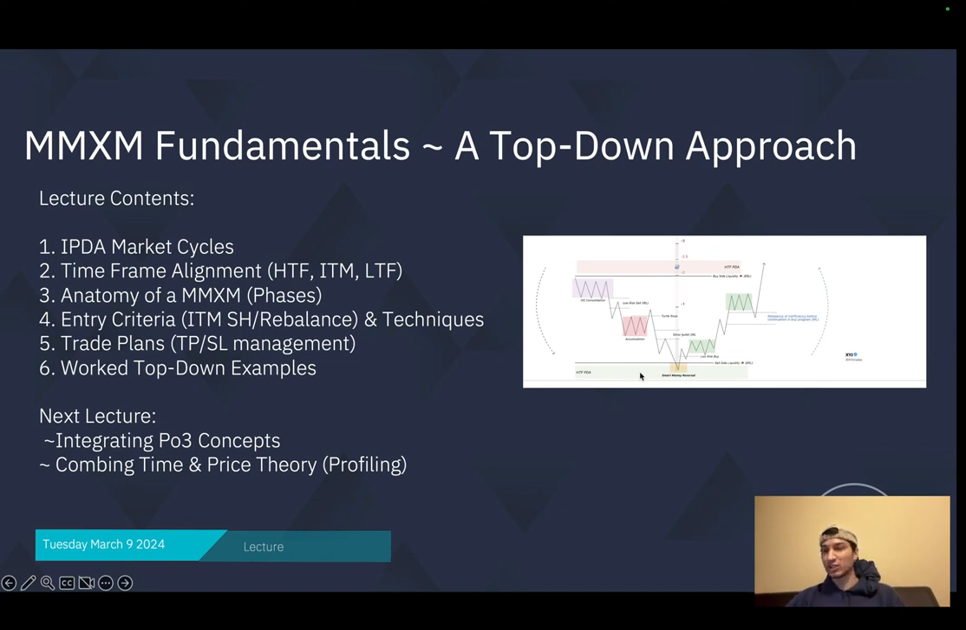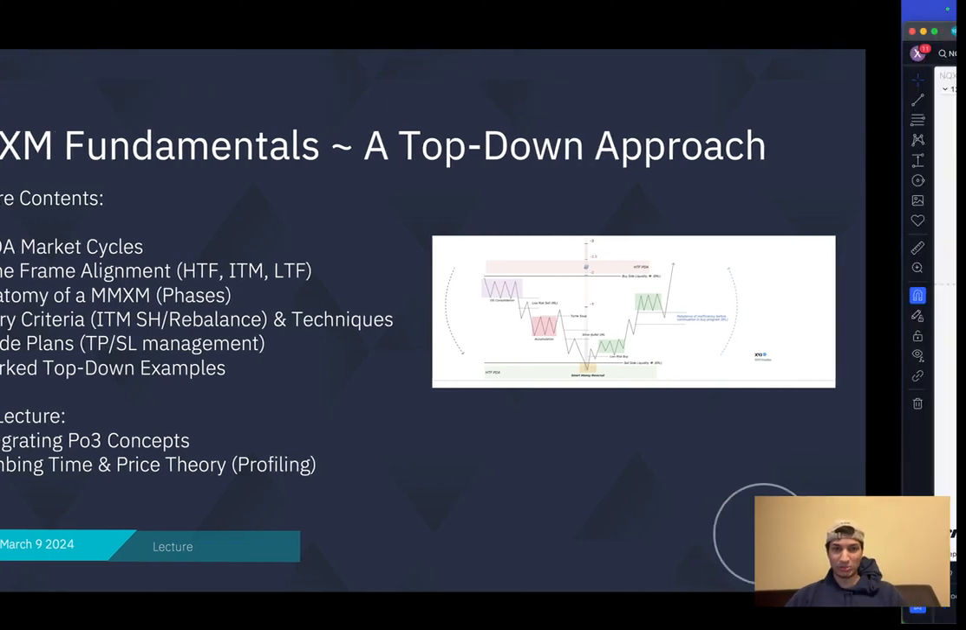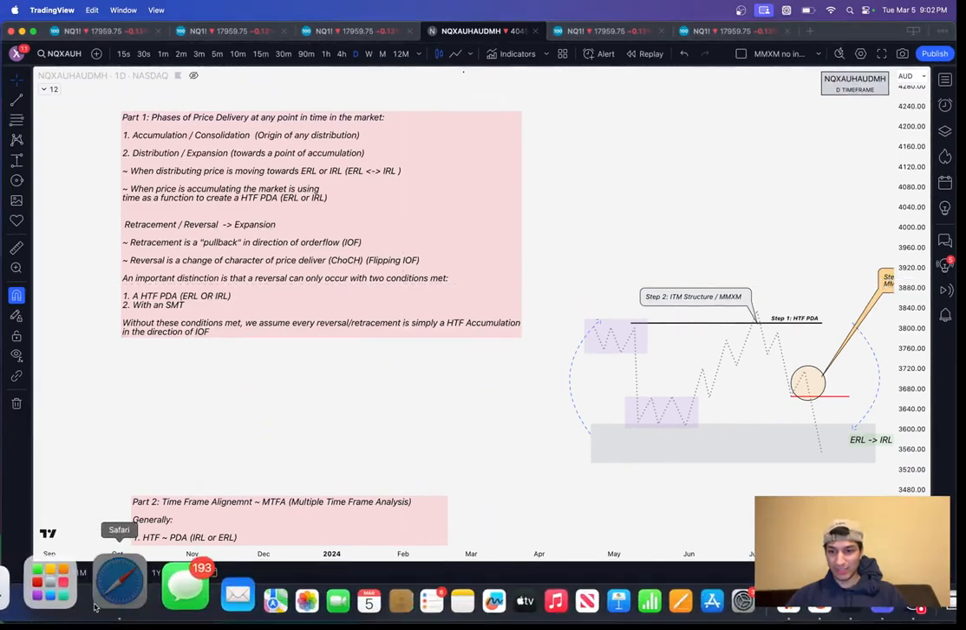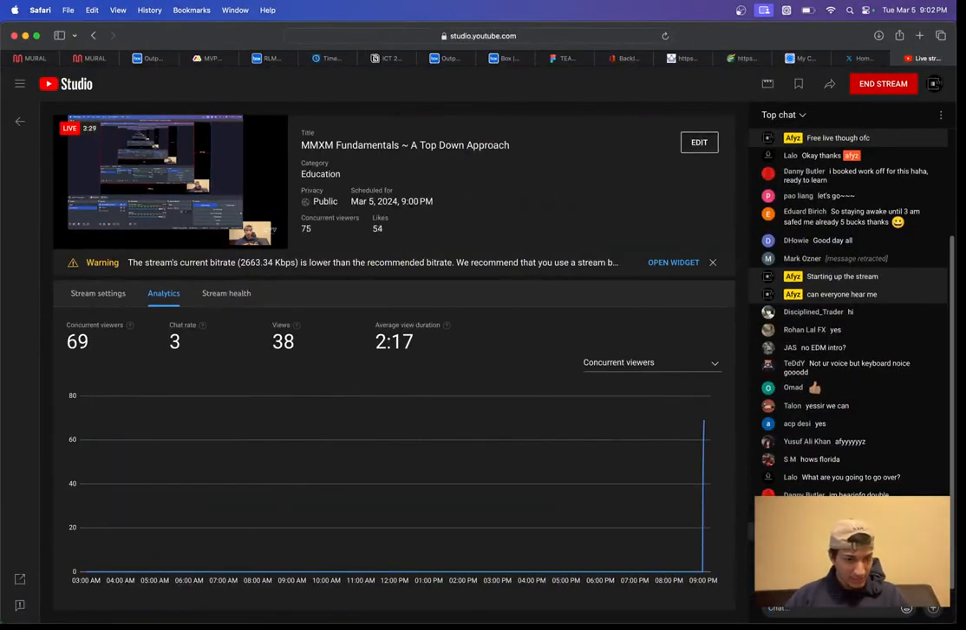Then we'll talk about entry criteria, how I actually position myself to get involved in market maker model trades, then looking at trade plans, and then we'll do a top-down analysis and a worked example, and we'll actually do it from today. It was a very nice day for the exact model I teach my students on the NASDAQ today, so we'll get a really recent example. So yeah, that's the plan of action for this.